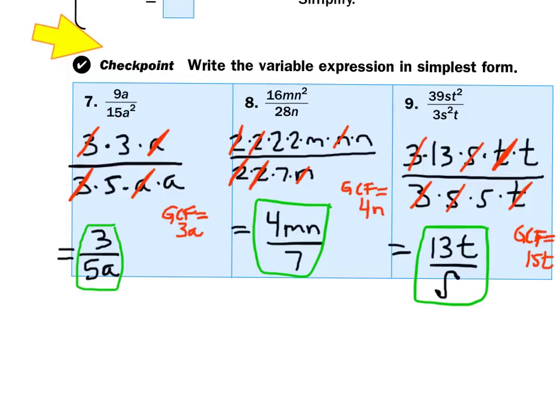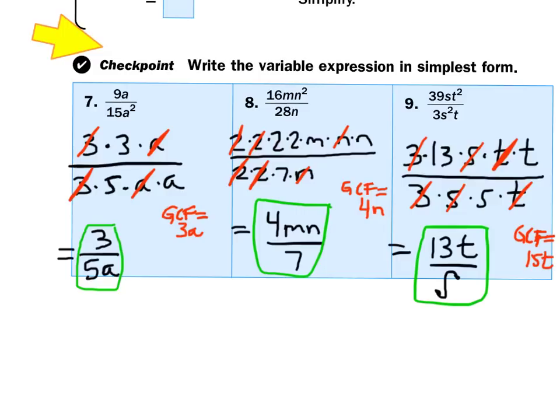Okay, take a look at 8. 16mn squared. So I wrote 16 as prime factors, 2 times 2 times 2 times 2, and then I brought down the m, and then n to the second power is n times n. Now with 28n in the denominator, I wrote 2 times 2 times 7 times n. So after I write it out, I strike it out. So the 2's match on the top and the bottom, so I struck those out. Another set of 2's match, so I struck out another pair of 2's. And then the letter n matches in the top and the bottom, so I struck that out.